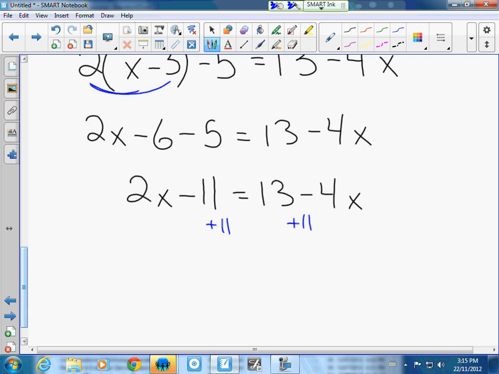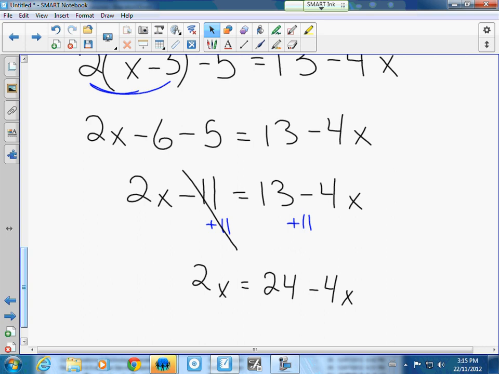Now, you see where I wrote it? Just to the right and below the 13, just to make it clear? What happened to the first two 11s here? They're gone, right? So what you're left with: 2x equals, what's 13 plus 11? 24 minus 4x. Okay, what are you going to move next?